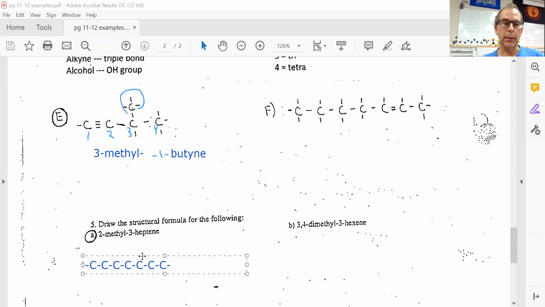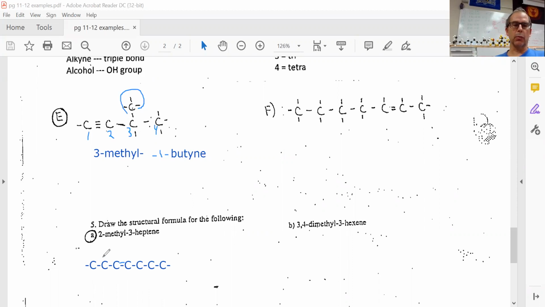And I see that I have a 7-carbon chain, and then I have a double bond. And where is that double bond? It's on number 3, which actually means it's between 3 and 4. So I could draw these zigzagged, but it's a lot easier to do it this way. So that's what I do. So I'm going to put another stick in here. There, I think that's pretty good. We can see the double bond is right there.